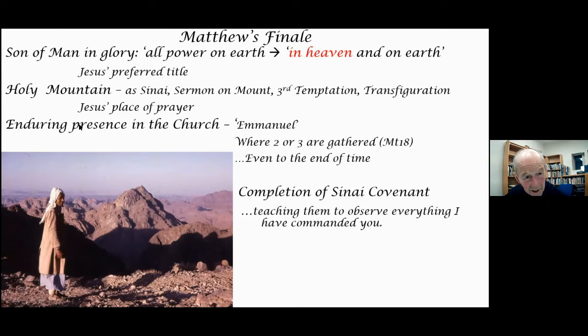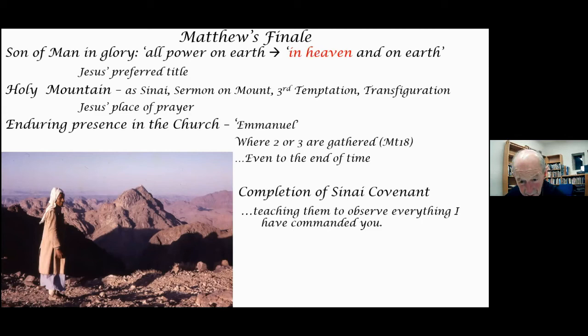Also in Matthew is the presence of Christ in the church. I am with you all days, even to the end of time. That comes throughout the Gospel of Matthew. At the beginning, Jesus is named Emmanuel, which means God with us. Then he says, when two or three are gathered together in my name, there am I in the midst of them. And now at the final parting, he says, I am with you even to the end of time. So this is the parting of Jesus from his disciples. It's the Matthean equivalent of Luke's ascension.